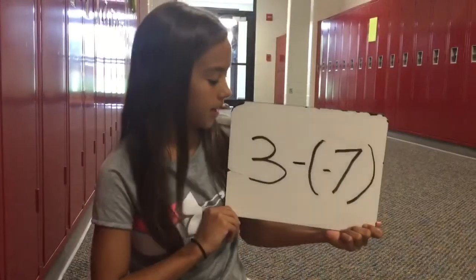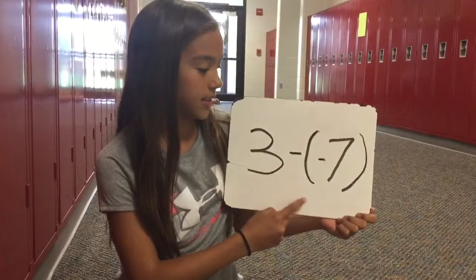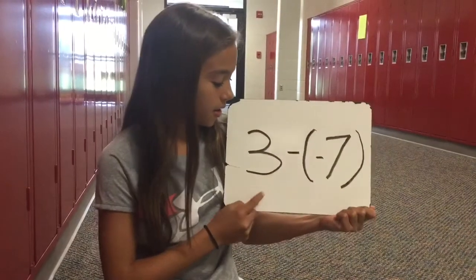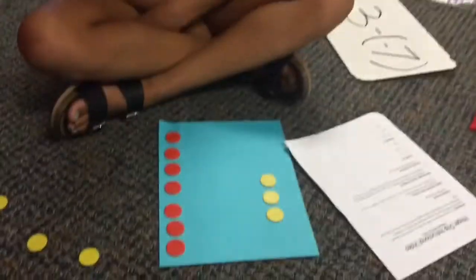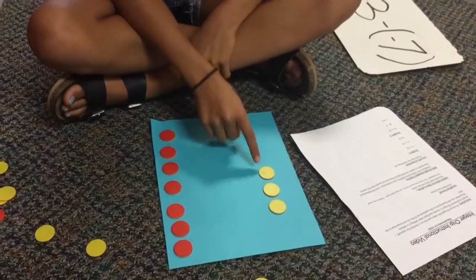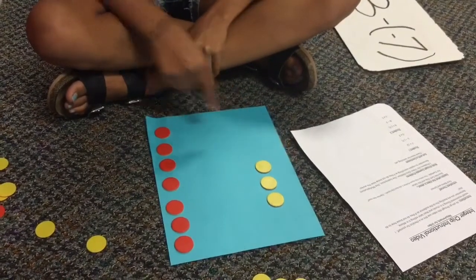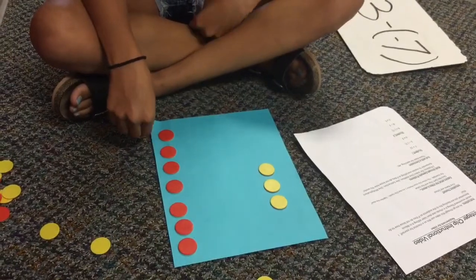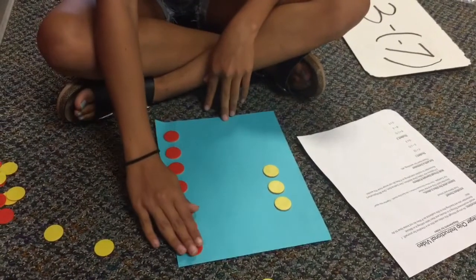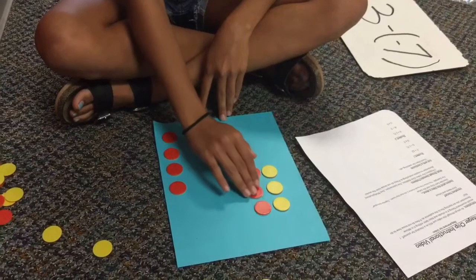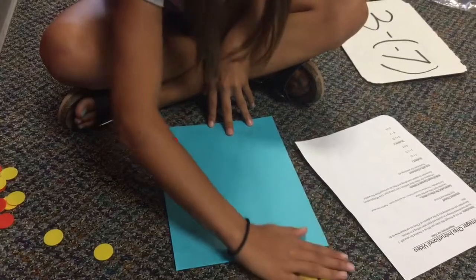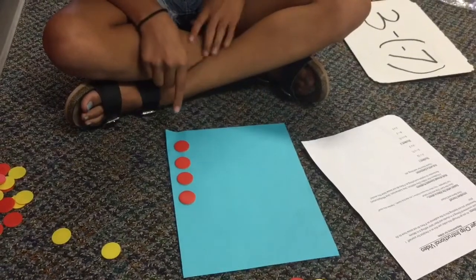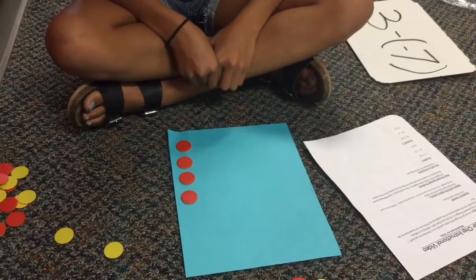The second problem is positive 3 minus negative 7. So I will have 3 yellow chips and 7 red chips. I will start out with 3 positive chips and 7 negative chips. I will pair them up with the groups of 0. And I take off the groups of 0. And I end up with 4 red chips.